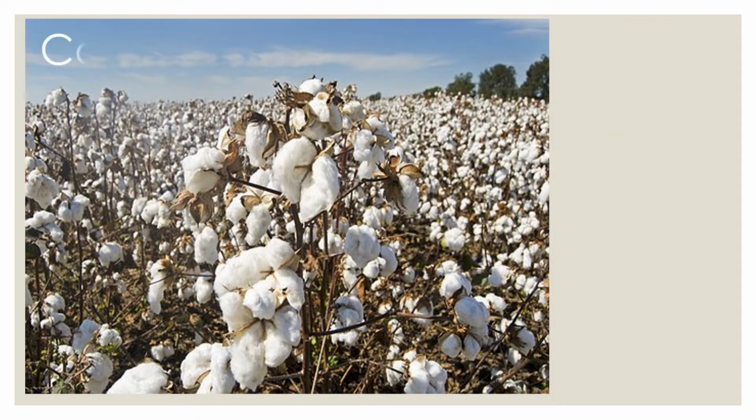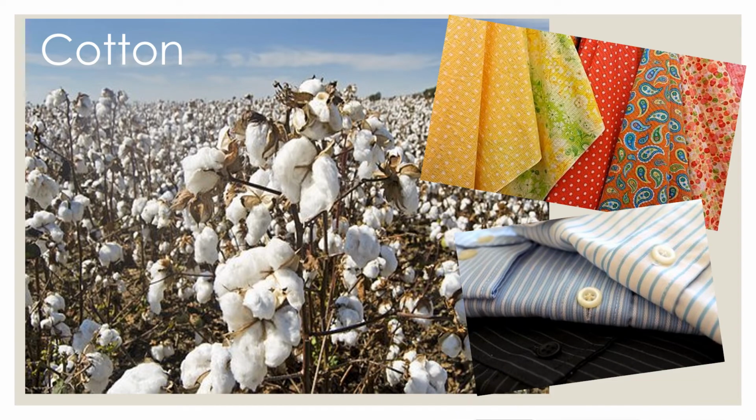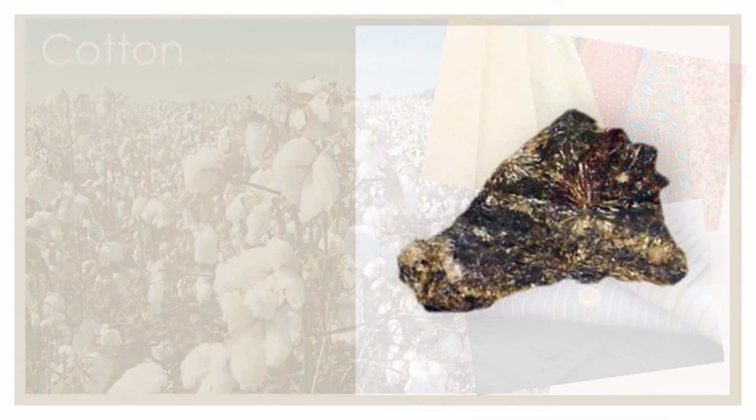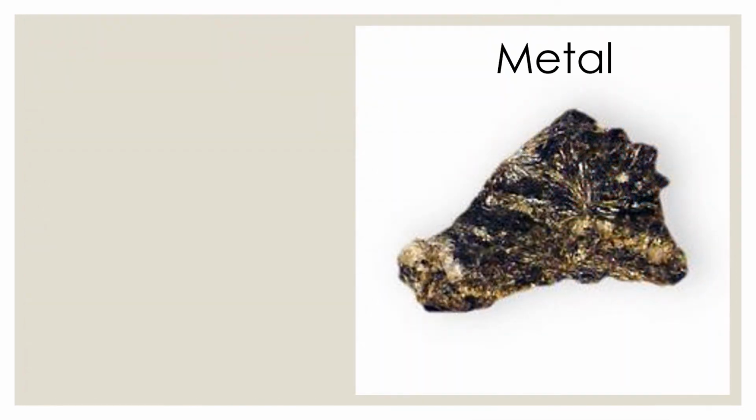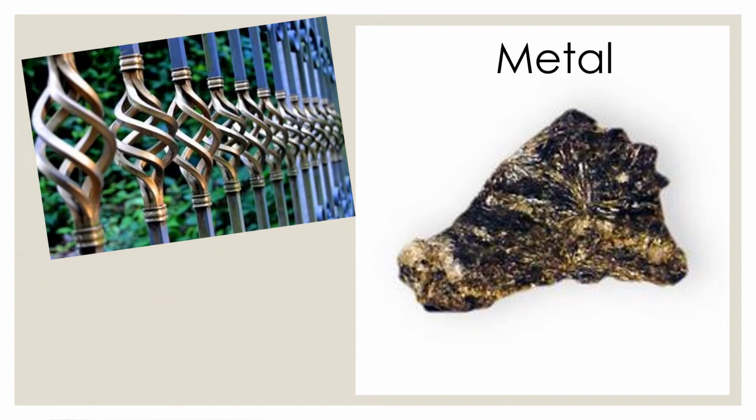Cotton comes from plants. It is picked and made into fine threads which can be used to make fabric and clothes. Different types of metal can be found in rocks under the ground. These are dug out and used to make different metal objects.